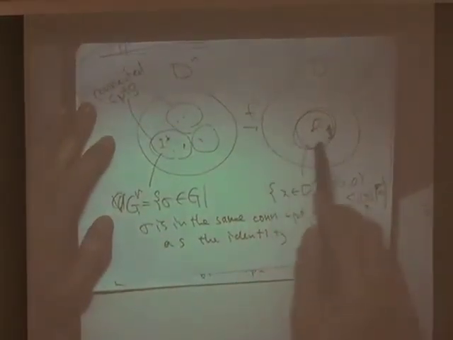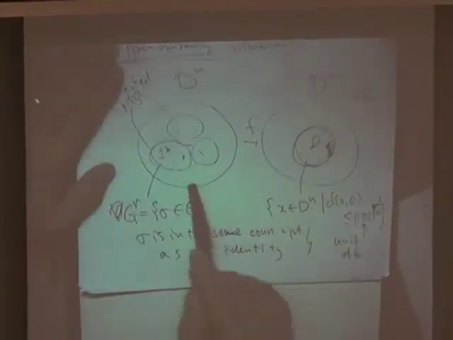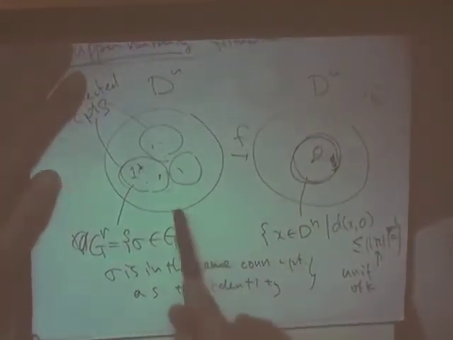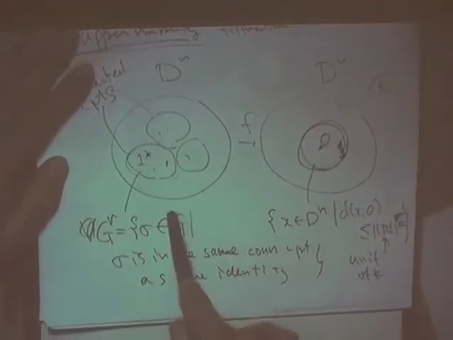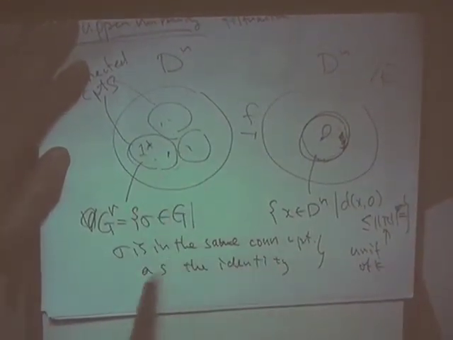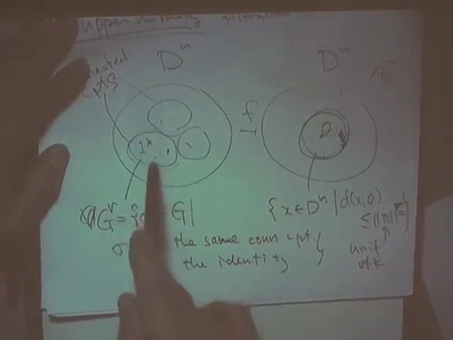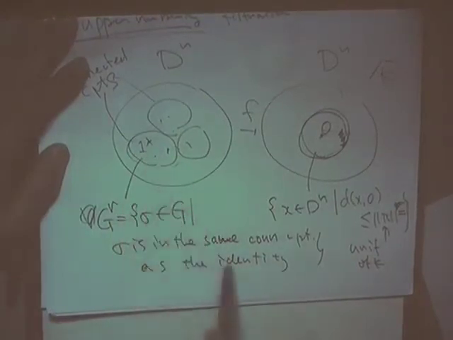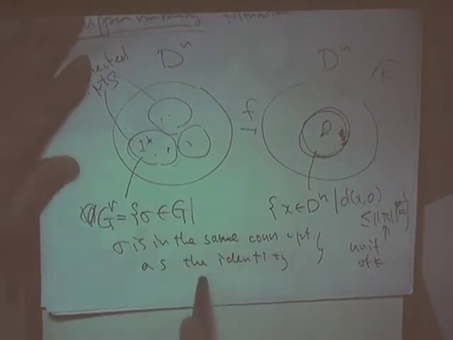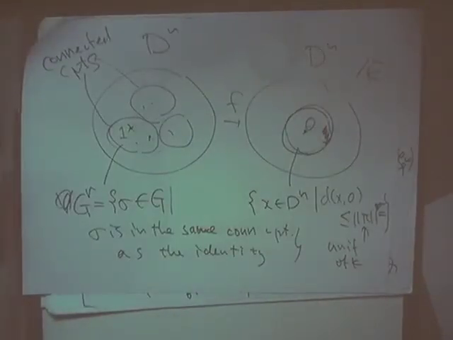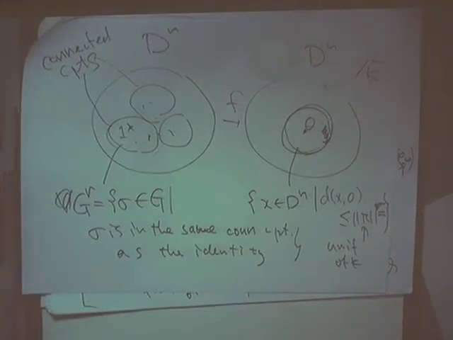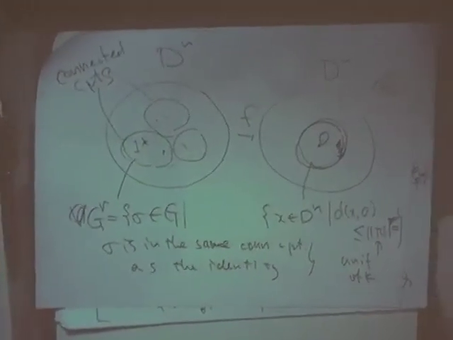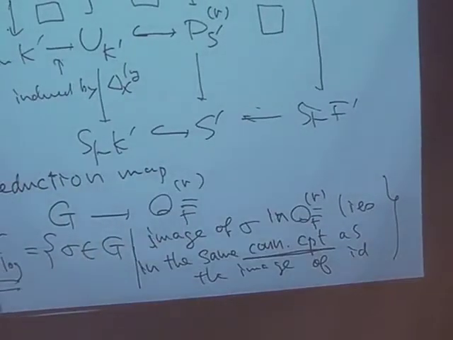So in the rigid picture, yesterday we have seen this picture. In this rigid geometric picture, we pick up the element in the Galois group which is contained in the same connected component. And here we also use connected component. So this is the corresponding notion, and this picture is interpreted algebraically this way.